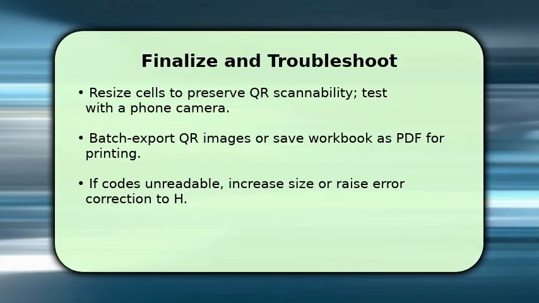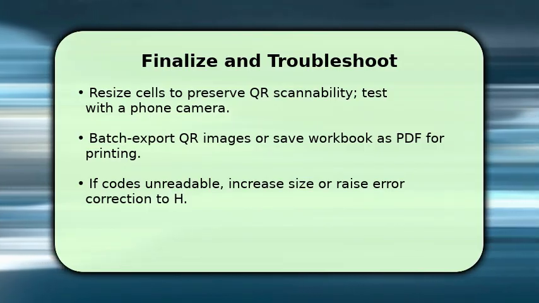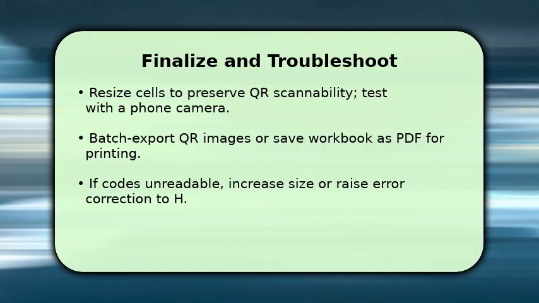If codes fail to scan, increase image size or set error correction to H and regenerate. This fixes most issues. Finally, keep a backup copy of the raw data so you can regenerate if needed.